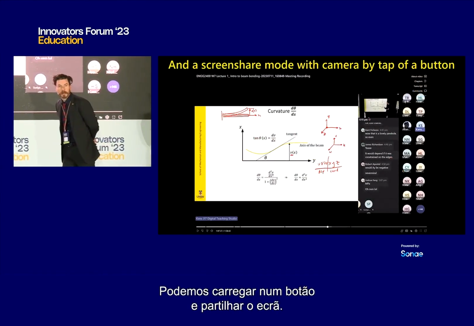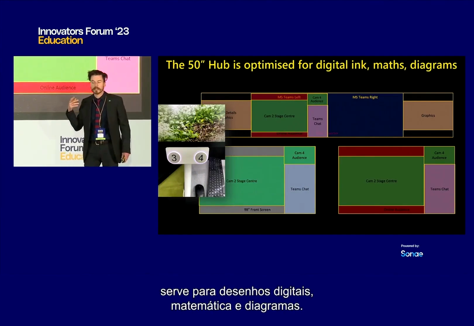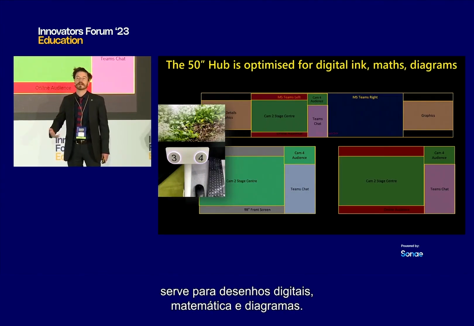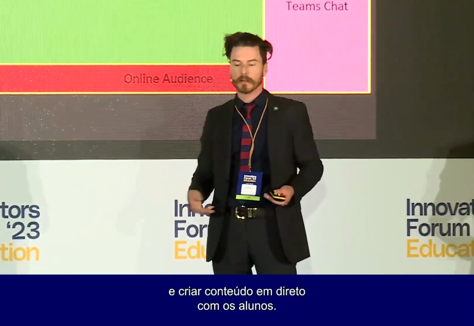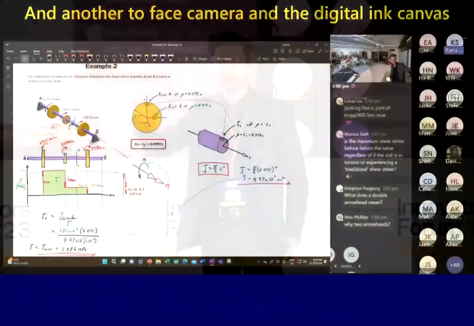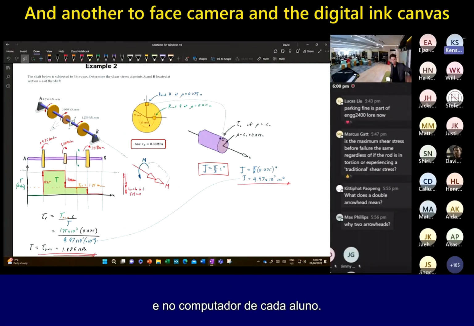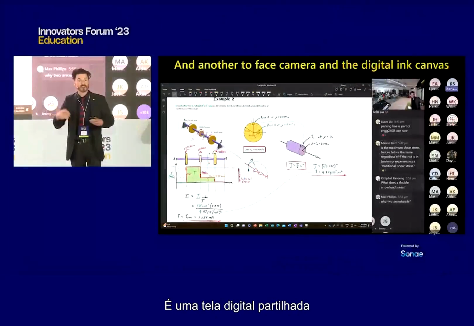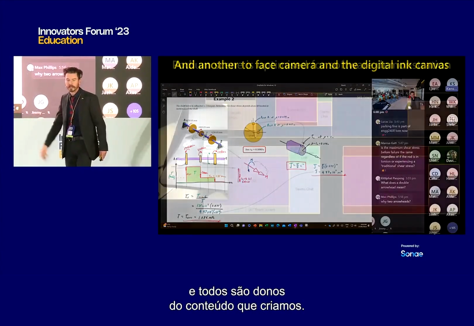We're able to click a button and share the screen. The 50-inch screen, the smallest screen, is designed for digital ink and maths and diagrams. And as an engineer, I want to constantly draw and I want to create the content live with the students. And so I have a screen there. I can tap another button. I can share my screen. And that digital canvas is being synced in real time to the cloud and then to every individual student's computer. It is a shared digital canvas, and they are all co-owners of the content that we create together.